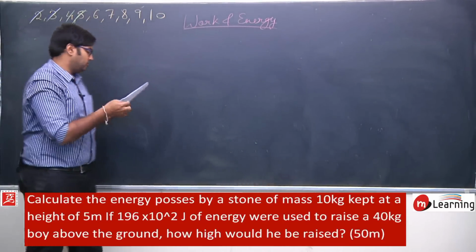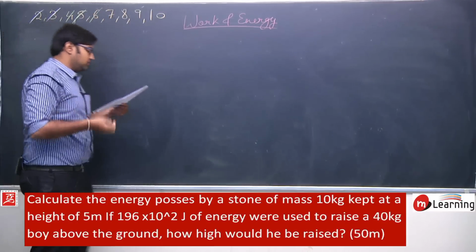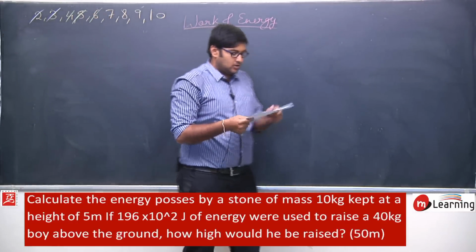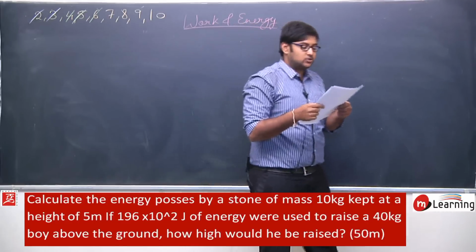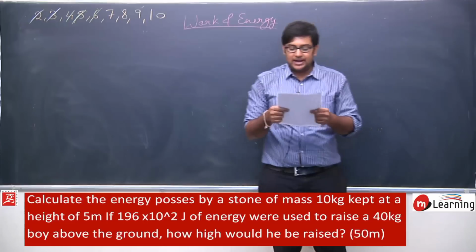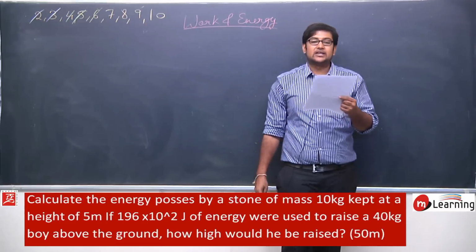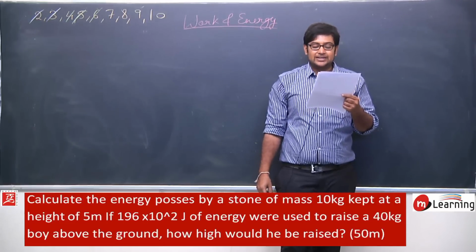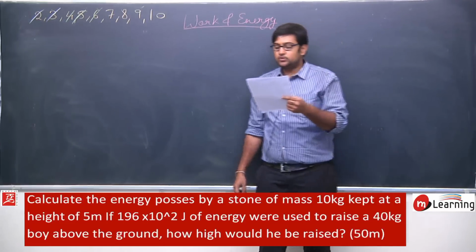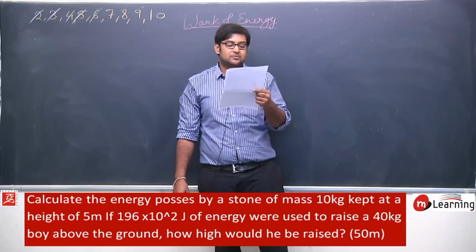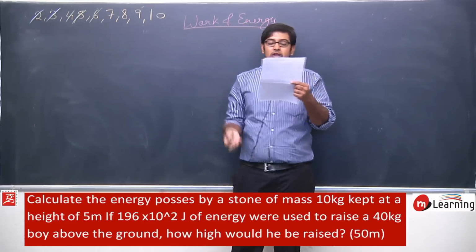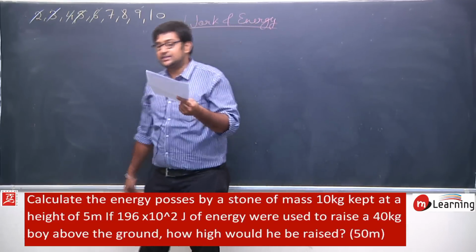So we have solved question number 6. Now moving to the next one, question number 7. Calculate the energy possessed by a stone of mass 10 kg kept at a height of 5 meters. If 196 into 10 to the power 2 joules of energy were used to raise a 40 kg boy above the ground, then how high would he be raised?